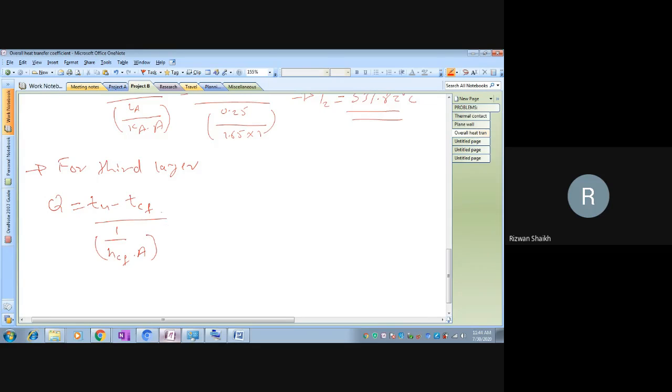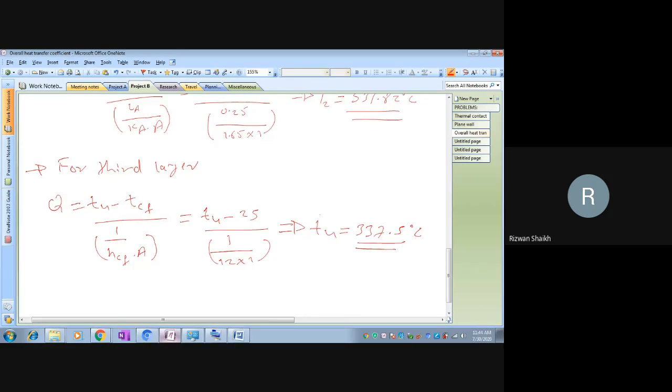Now, based on this, we know the value of T4. T4 is unknown for us, that we have to calculate, minus TCF, which is 25, divided by 1 upon HCF, the value is given 12, area is 1. If I take this, the unknown part T4 can be calculated as 337.5 degrees Celsius. This is the value we got for T4.